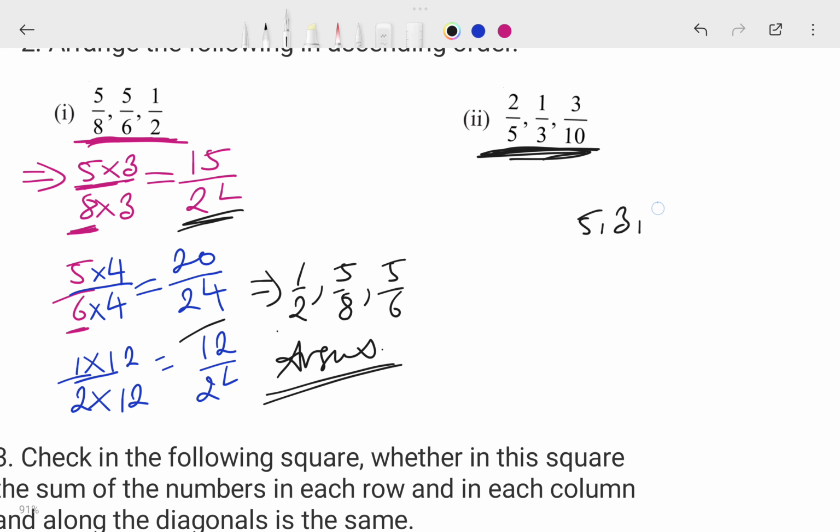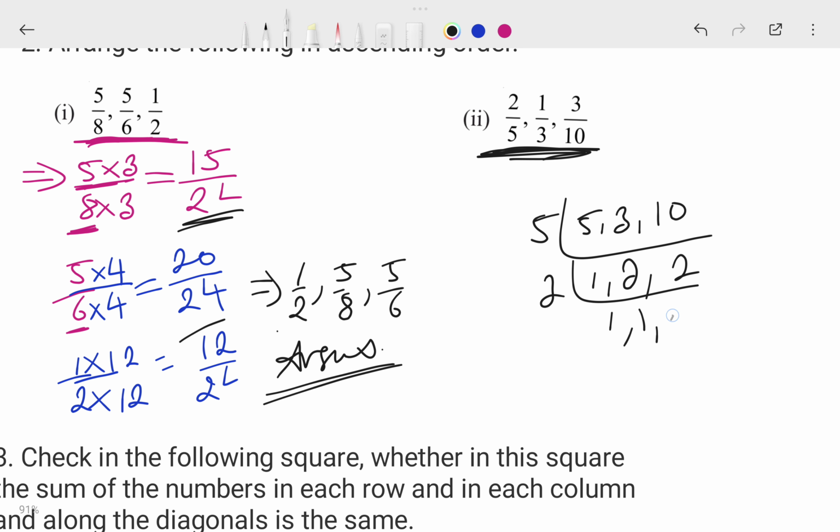So 5, 3, 8. Let's find this. 5 1s are 5. In the 5 table 3 is not there, but 10 is there, 5 2s are 10. Now if you solve, 3 1s are 3, 2 will be left like that. Then if you do with 2, 2 1s are 2.